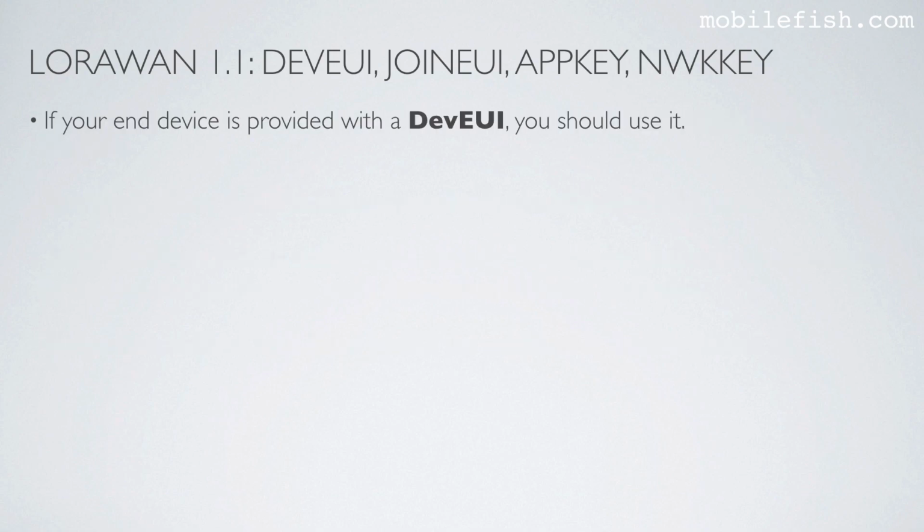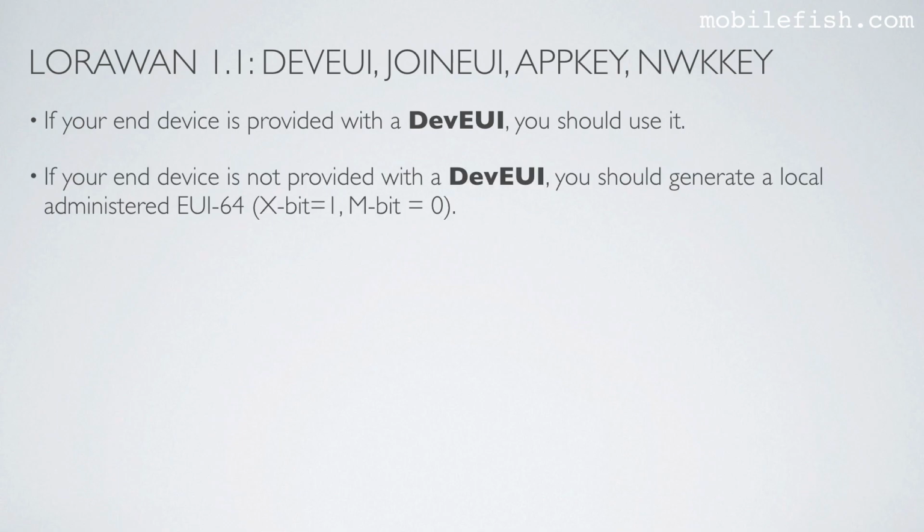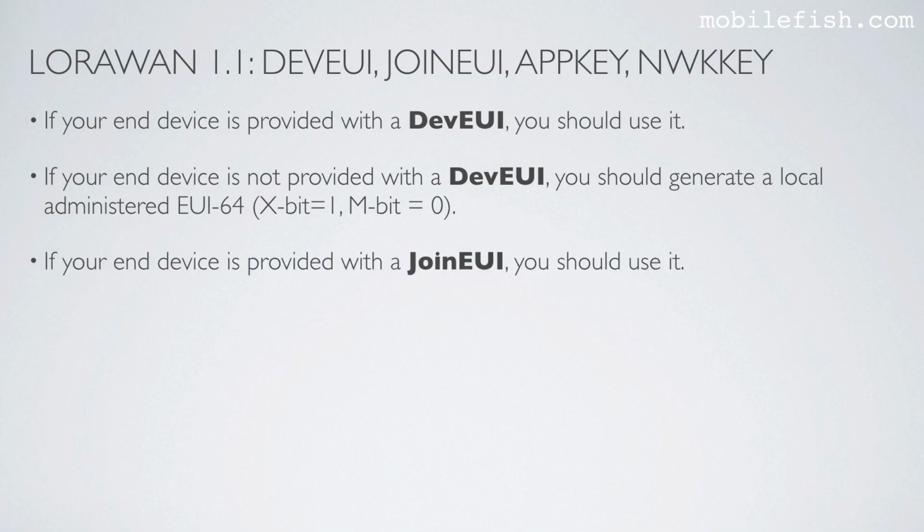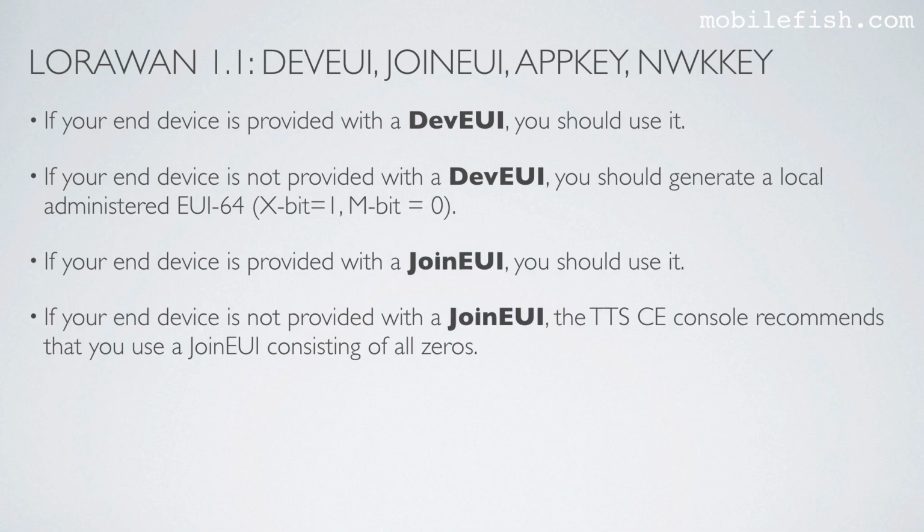If your end device is provided with a DevEUI, you should use it. If your end device is not provided with a DevEUI, you should generate a locally administered EUI-64, meaning the X bit should be set to 1 and the M bit should be set to 0. If your end device is provided with a JoinEUI, you should use it. If it is not provided with a JoinEUI, the ThinkStack Community Edition console recommends that you use a JoinEUI consisting of all zeros.